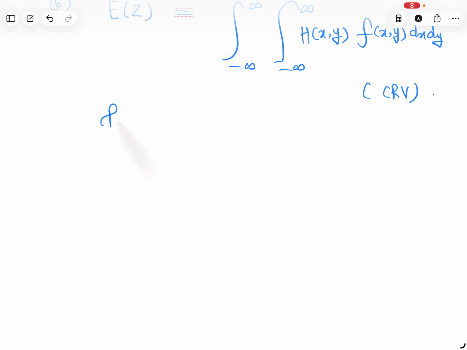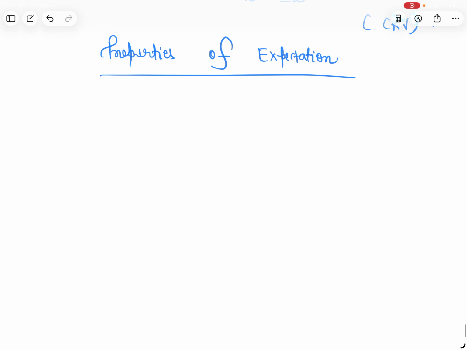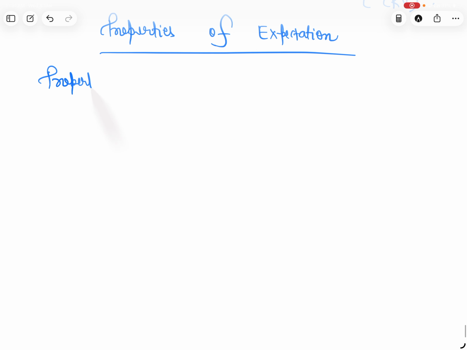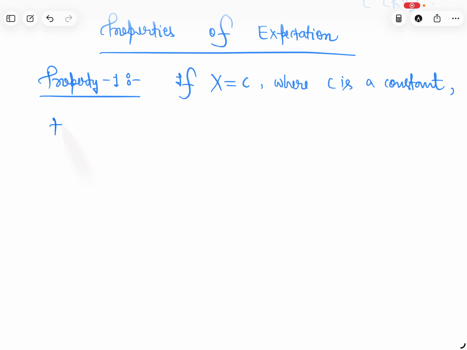Okay. So next is properties of expectation. Properties of expectation. Okay. So property one: if X is equal to c, where c is a constant, then the expected value is c. Okay. If your random variable is constant, then its expected value is also that constant.